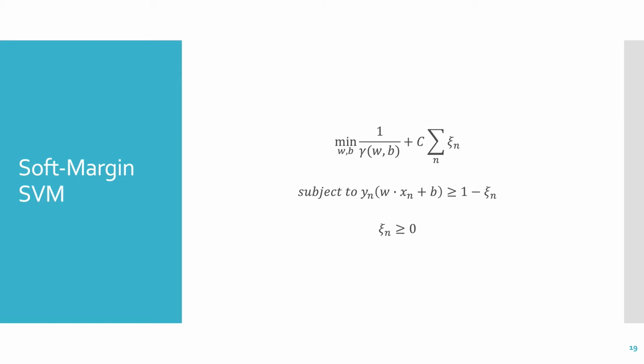Now we have additional constraints, and these crazy letter xi's are going to be our slack variables. What is C? C is greater than 0, and it controls overfitting. If C is low, then we don't care so much about mistakes. If C is high, then mistakes are very costly. What's nice about the soft margin SVM is that the feasible region is never empty. We can always find a solution to this optimization problem.